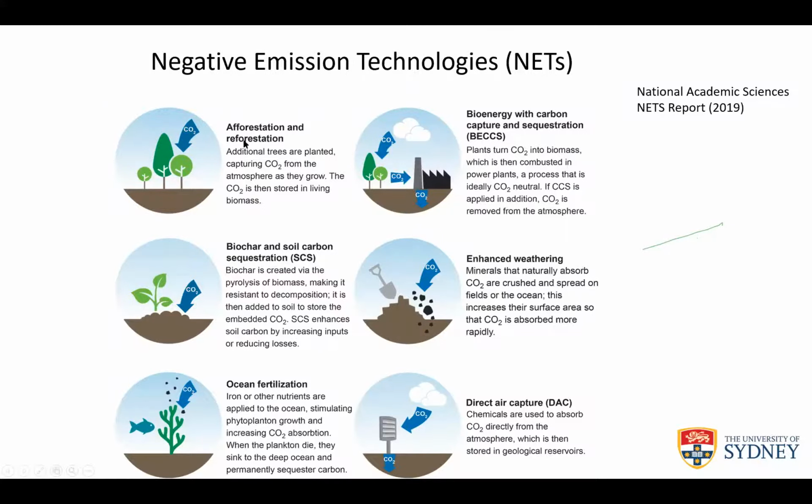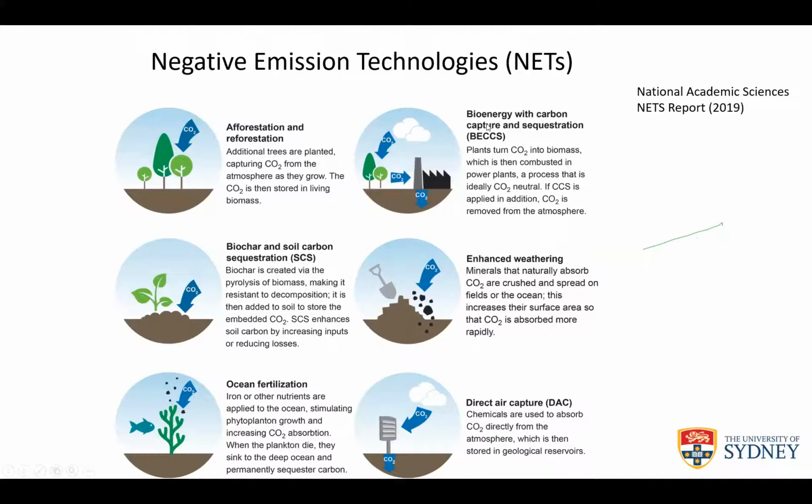First of all is afforestation or reforestation. That means that you plant more trees, and you can absorb CO2 from the trees. The second option is biochar or soil carbon sequestration, which means that you put the CO2 in the soil with some practices, which we will discuss later. The third option is ocean fertilization. That means that you put fertilizer in the ocean to enhance it so that it produces more biomass. If the ocean produces more biomass, that means that it can absorb the CO2.